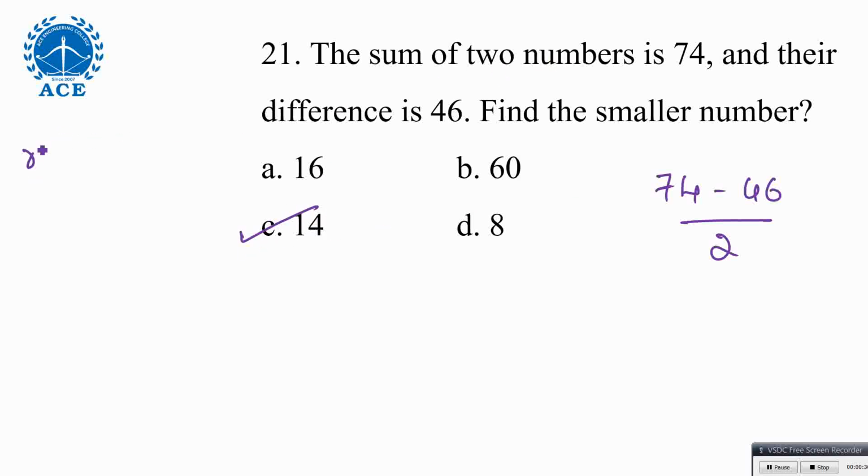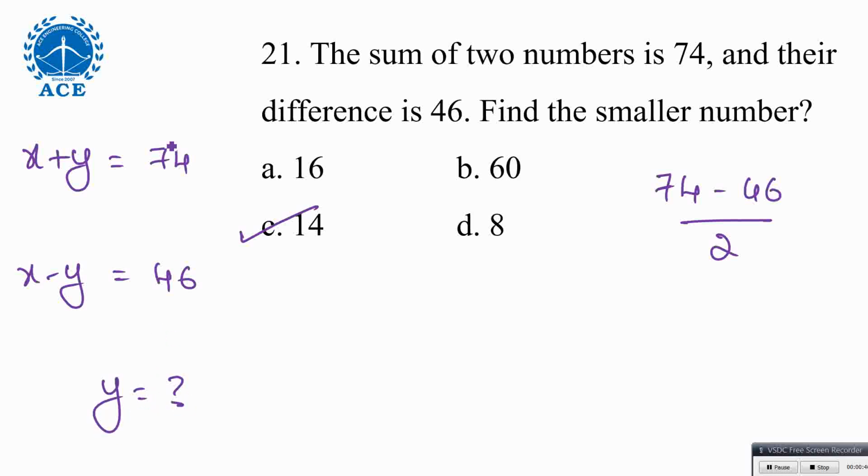Because you can find x plus y is 74, x minus y is 46. x minus y is 46 means x is the largest one, y is the smaller one. You need to calculate y. So we take the difference between these two, and you will get 2y. 74 minus 46 is 2y. Then calculating y, you will get 14.